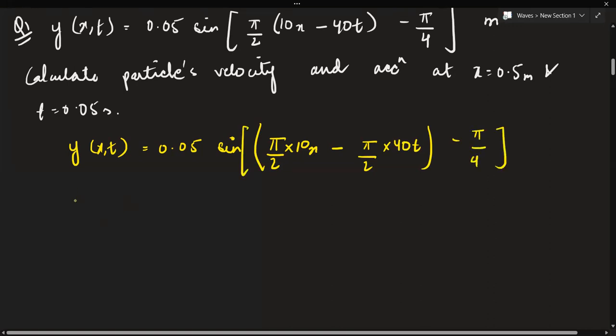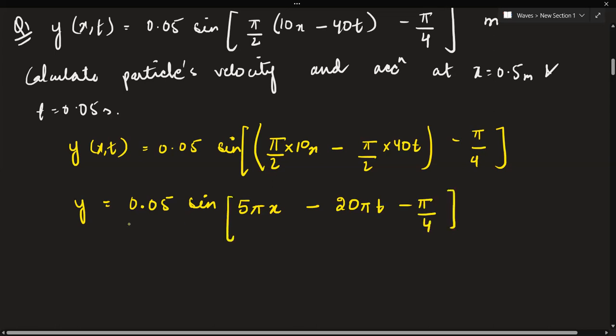This is the value of sine theta. So y is 0.05 sine. 2 multiplied by 5 will give us 10, so it will be 5 pi x minus, this will be 20 pi t minus pi by 4.